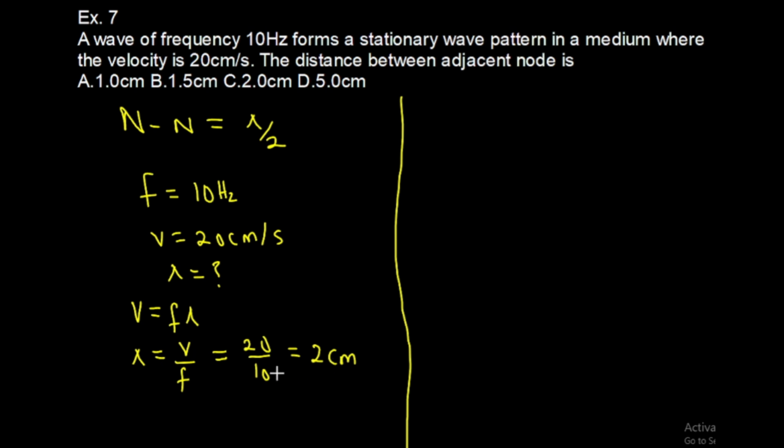Now, what we are asked to calculate is not the wavelength. What we are asked to calculate is the distance between adjacent nodes. So what's the distance between adjacent nodes? It is wavelength over 2. So come back here. Adjacent nodes, remember, is equal to wavelength over 2. Now what's our wavelength here? We have 2 cm. So we're going to have 2 divided by 2, and that will give us 1 cm. So this is our correct answer, option A.